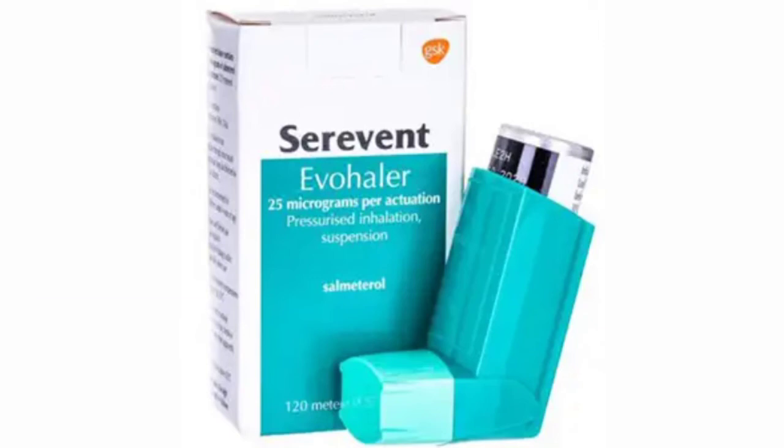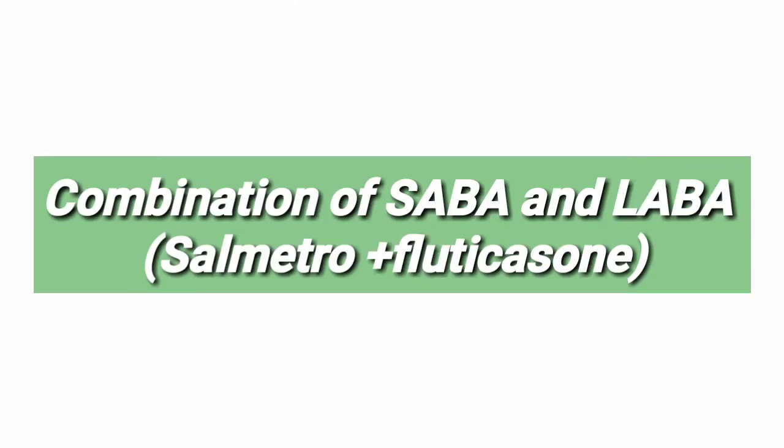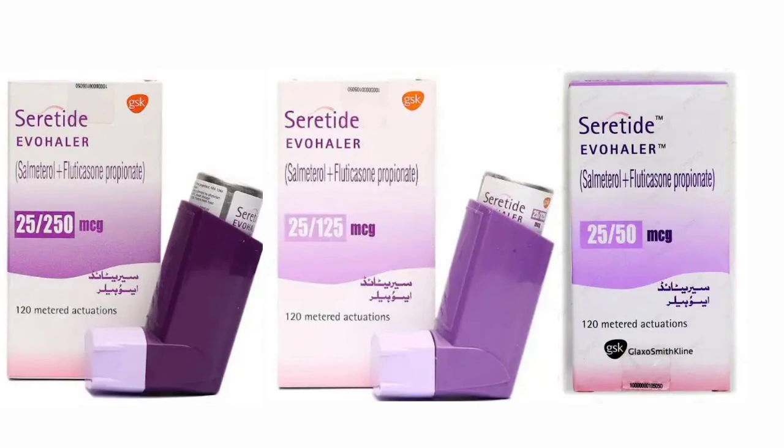Then the combination of steroid and LABA. As you know, if you go step up to step 4, 5, or 6, you have the combination of the steroid along with the LABA, because both of these will be used at that step. So in this combination, the most commonly available combination is salmeterol along with fluticasone. So it comes in the name of Salmicort or Seretide Evohaler. In both of these, the dose of salmeterol is fixed, that is 25 mcg BD.